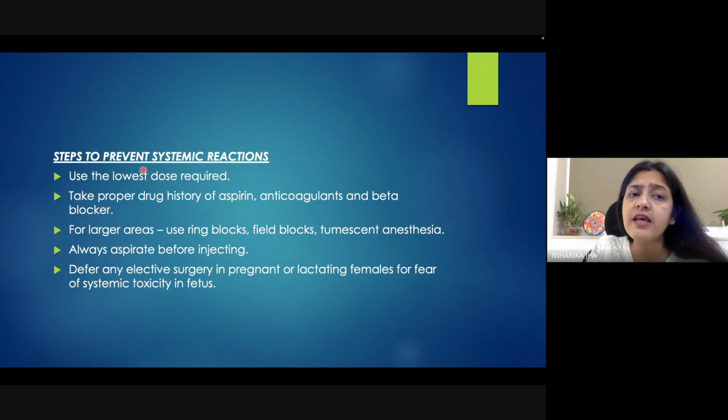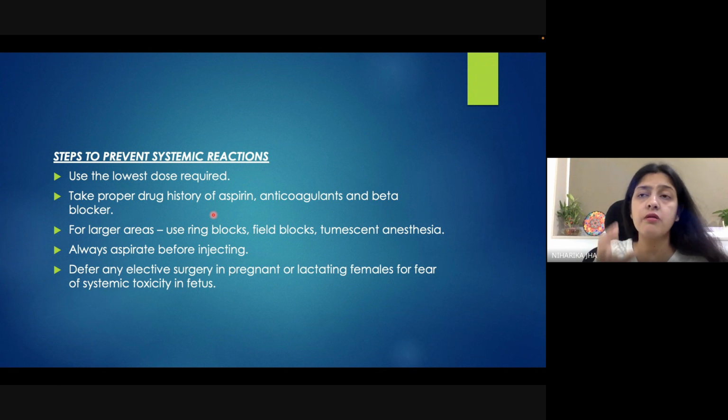But are there any ways by which all these side effects, systemic reactions, can be avoided? Yes. First of all, we should use the minimal amount of local anesthesia which is required to operate on a particular area. As far as possible, use the lidocaine and adrenaline combination if adrenaline is not contraindicated, because adrenaline being a vasoconstrictor will prevent the absorption of the local anesthesia into the system, and hence systemic toxicity can be avoided. We need to take a proper drug history.